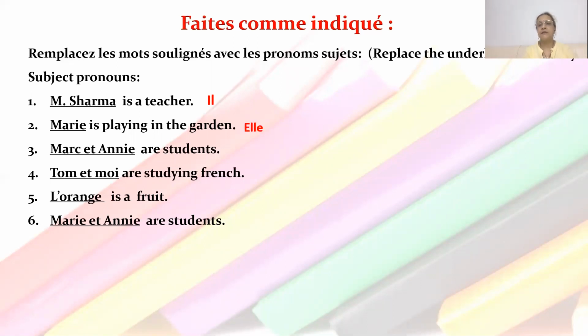Mark and Annie. Come on, students. By now you should have understood. Yes, ILS. Tom et moi. Very good. Nous. L'orange. It. What is it? Okay. It is again ELLE. Generally, the nouns ending with E are feminine. So, l'orange is a feminine noun. So, ELLE. Mary et Annie. So, again, feminine plural ELLES.